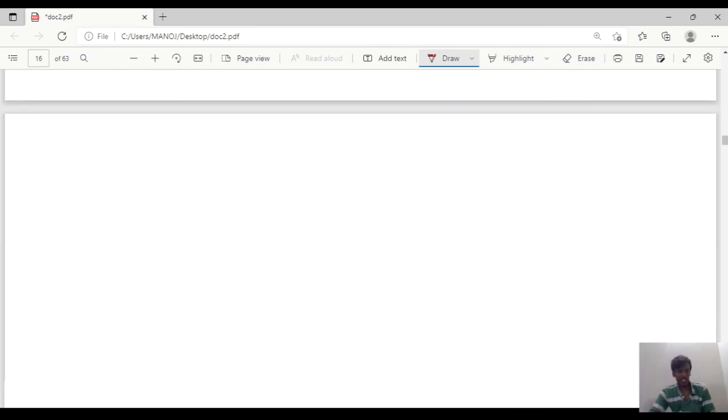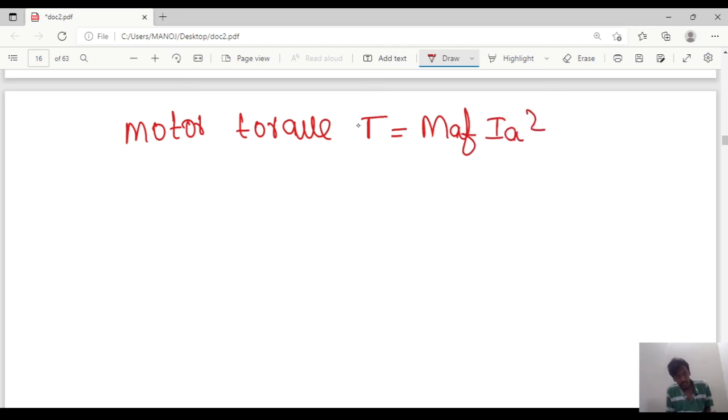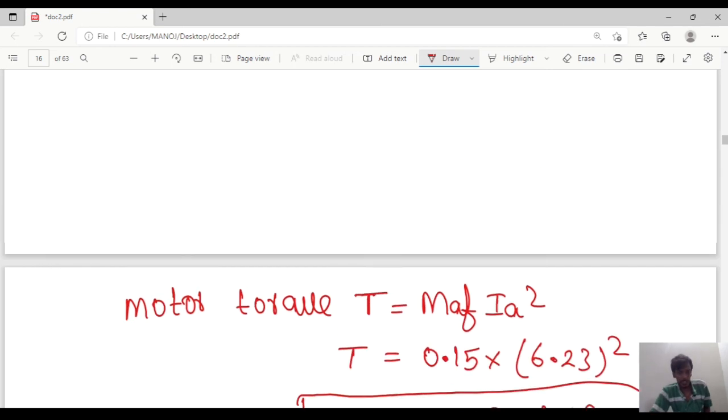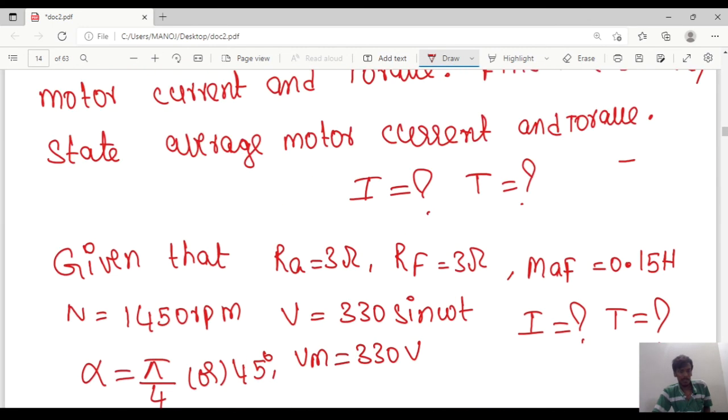Next he has asked you to calculate the torque. As you know, the motor torque for a series motor equal to MEF into Ia square. So MEF is given as 0.15 into Ia value we have calculated, 6.23, whole square. The torque value will be 5.82 Newton meter. This is the torque value. So we have calculated the torque value as 5.82 and armature current as 6.23 amperes for the DC series motor.